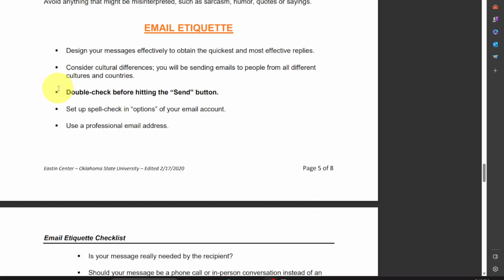Double check before hitting the send button. Set up the spell check and options of your email account. Use professional email addresses.